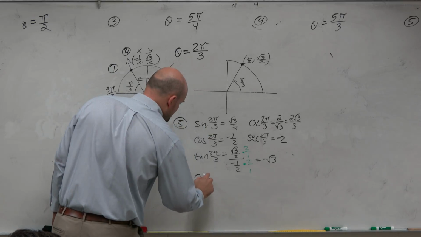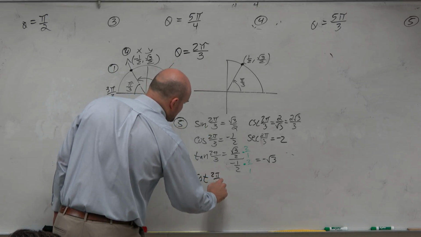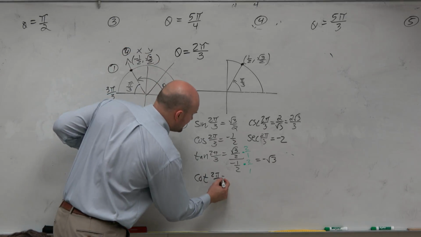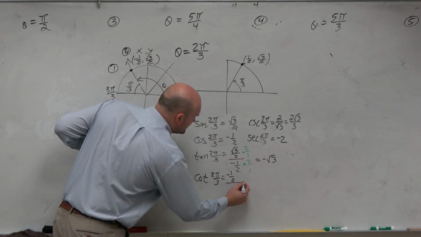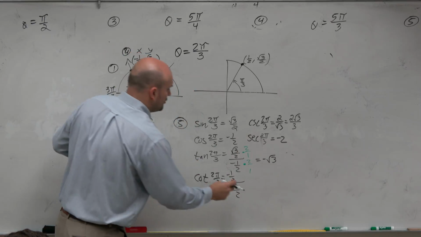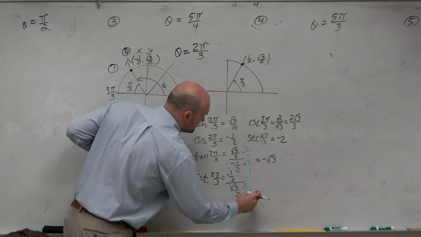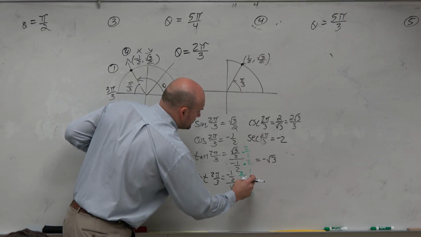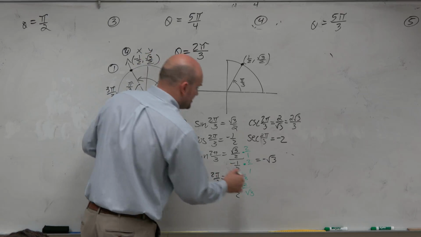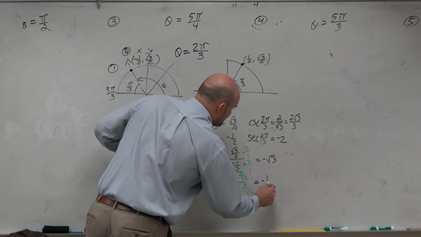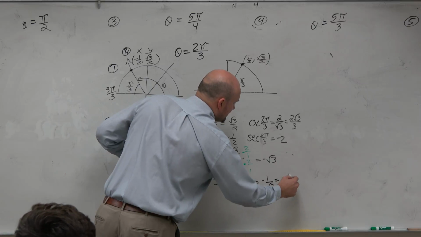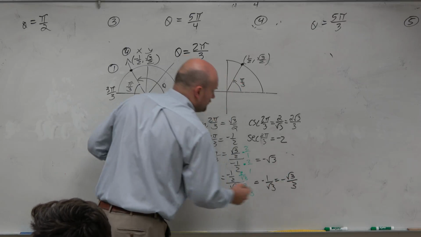Then I'll do the cotangent. The cotangent of 2 pi over 3 is the reciprocal of the tangent, so that's equal to negative 1/2 divided by square root of 3 over 2. Just like I did up here, I'll multiply by the reciprocal. Again, that goes to 1, and the 2's divide out. Now I'm left with negative 1 over the square root of 3, which I can rationalize the denominator, and I get negative square root of 3 over 3.